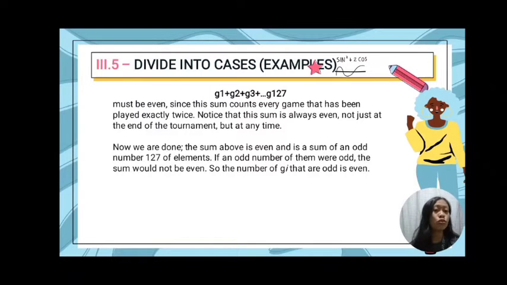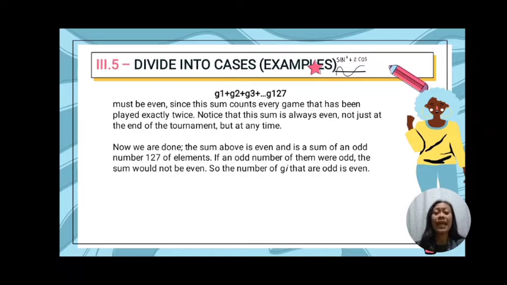G1 plus G2 plus G3 plus, and so on so forth, G127 must be even, since this sum counts every game that has been played exactly twice. Notice that the sum is always even, not just at the end of the tournament but at any time. So now we are done. The sum above is even and is a sum of an odd number 127 of elements. If an odd number of them were odd, the sum would not be even. So the number of Gi that are odd is even.